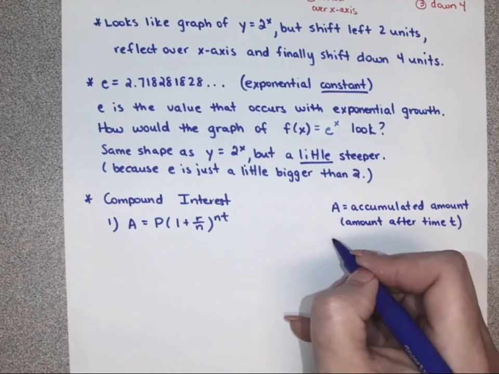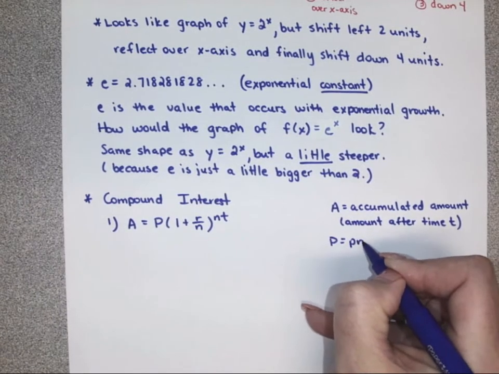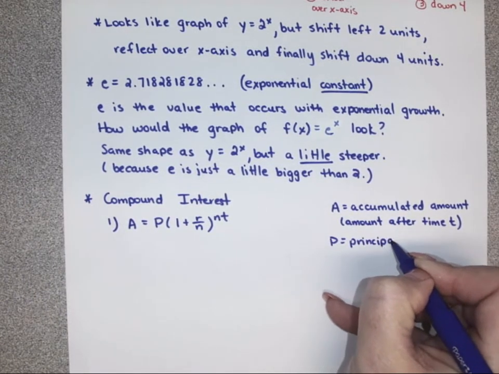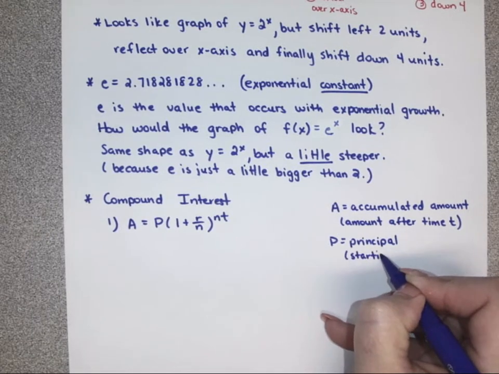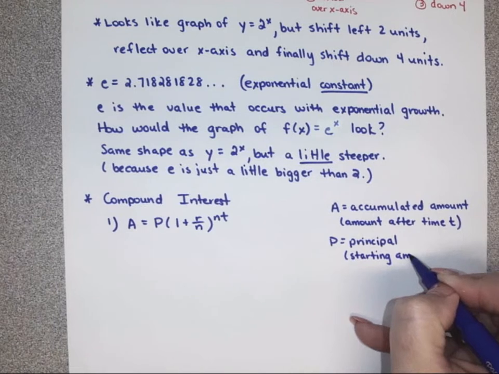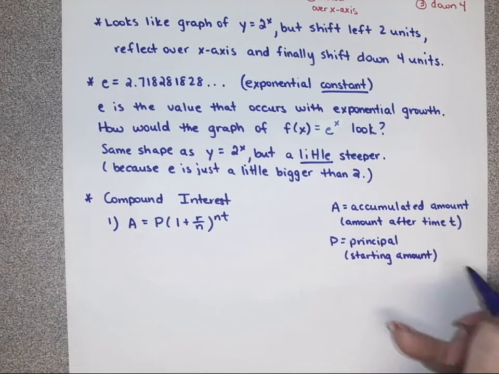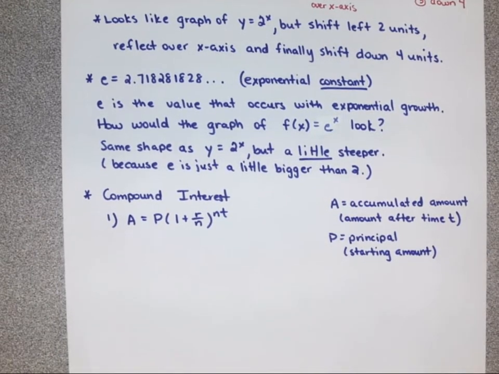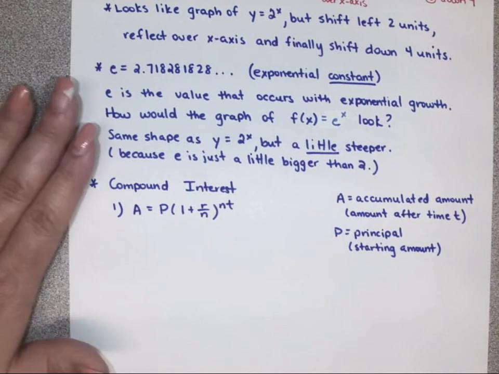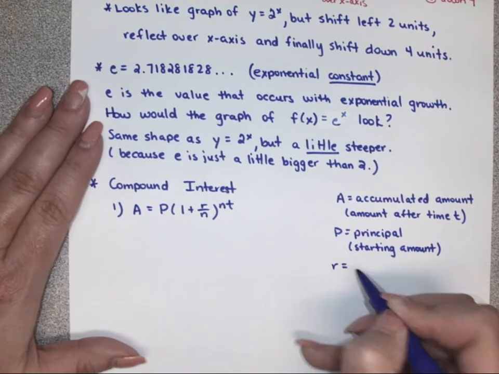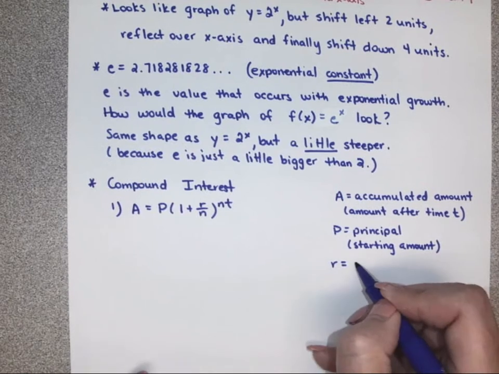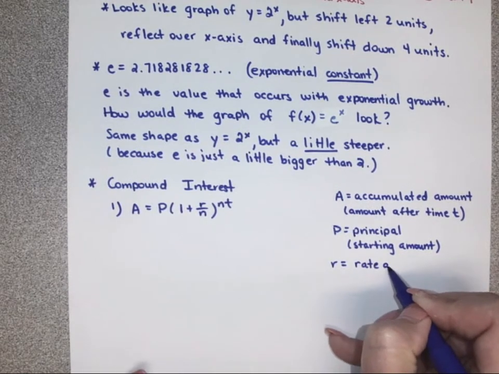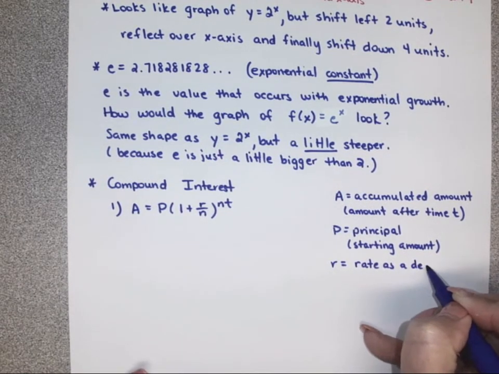P is something that we call the principal, but that's just a fancy way of saying the starting amount. So you have some starting amount, it's going to get interest added to it, and you're going to end up with a hopefully higher ending amount. What do you guess R is if we're talking about money and interest? Yeah, R is rate. It is as a decimal though, so let's underline that.